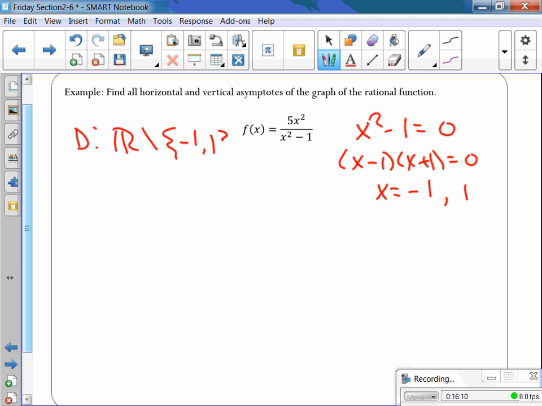What about my vertical asymptotes? What's the point? X equals 1. Absolutely. Once we find the domain, writing out the vertical asymptotes is the exact same thing. Whatever point we excluded, x equals negative 1 and x equals 1, so those are my vertical asymptotes.